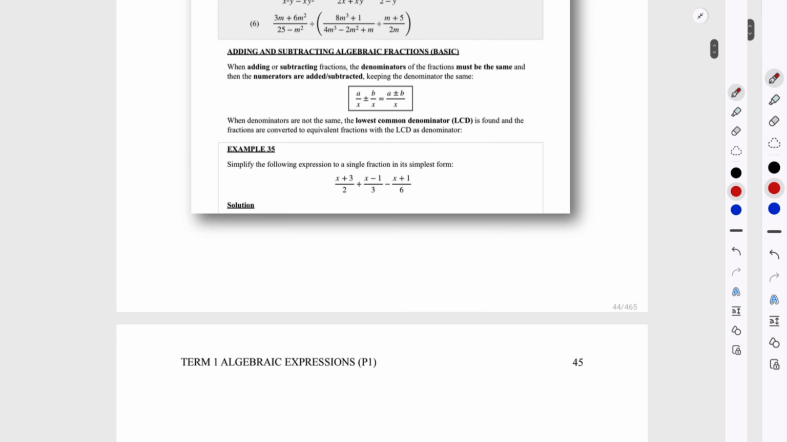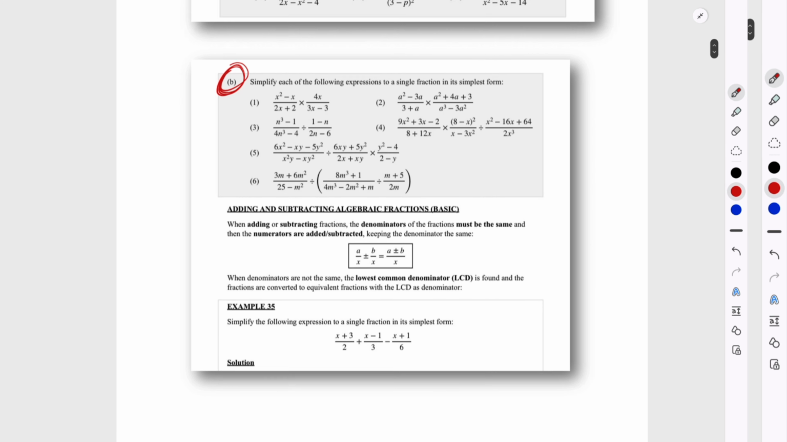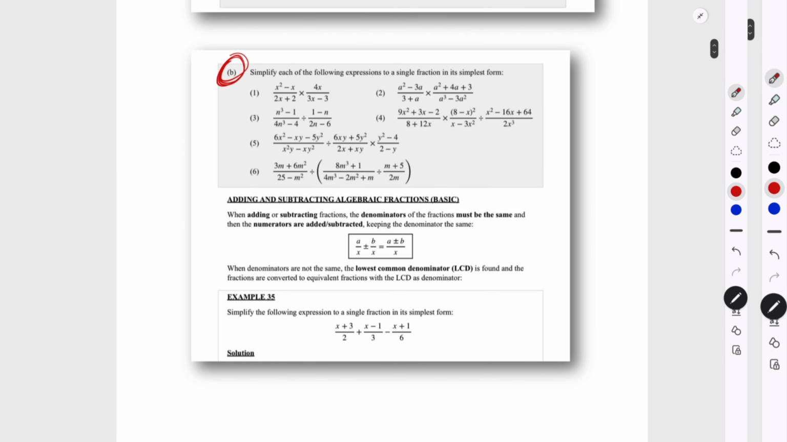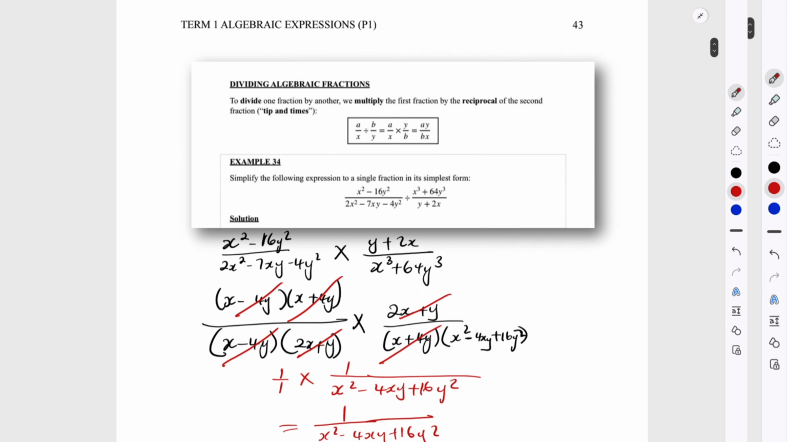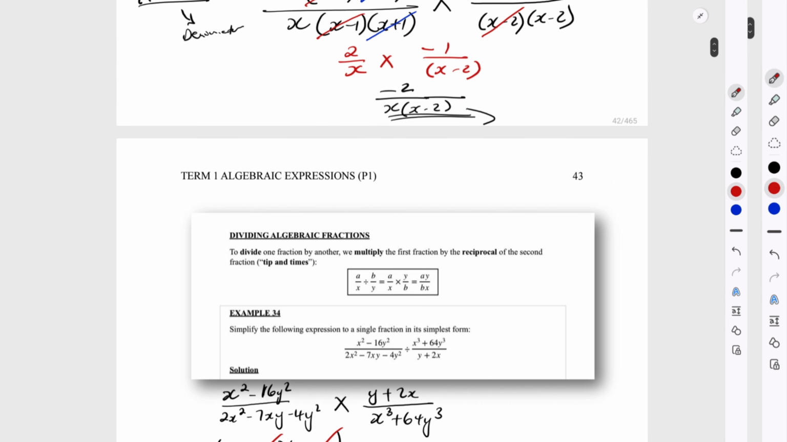Are we clear, guys? Good. Then on the next video, I'll do the adding and subtracting of algebraic fractions. The adding and subtraction have a bit of their own things that you'll see. But for now, let's focus on multiplication and division.